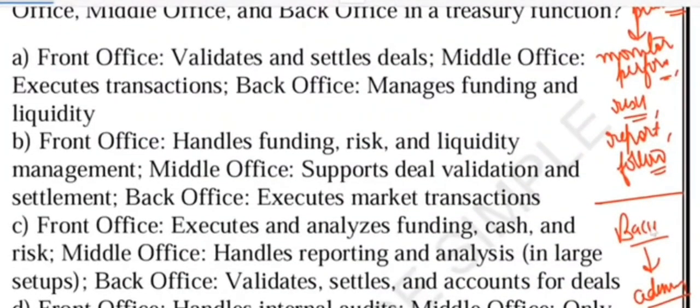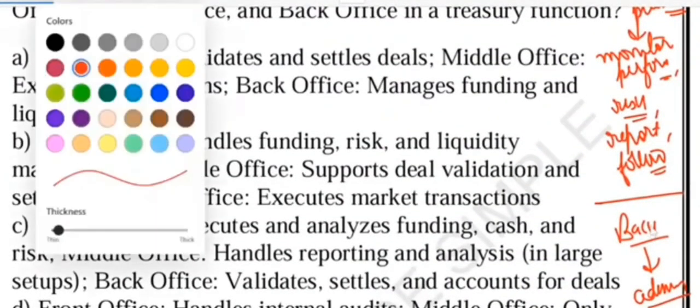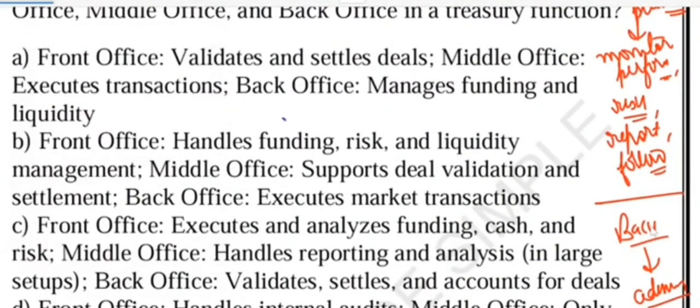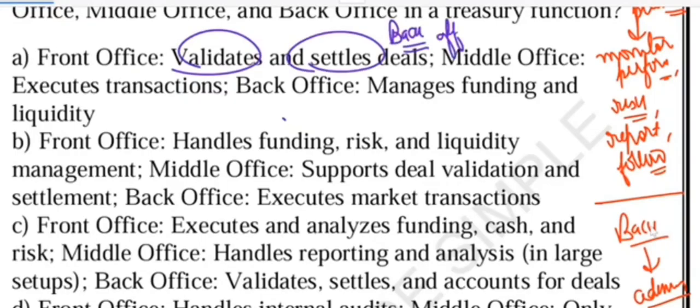Now let's go through each and every option. First of all, if you look at option A, it says that front office validates and settles the deal. No, this is wrong. Front office does not handle validation and settlement. That is the back office job. I told you, any kind of paperwork is handled by the back office. And obviously, middle office executes transactions? No, they don't execute transactions. And back office does not manage liquidity. So this is completely wrong.